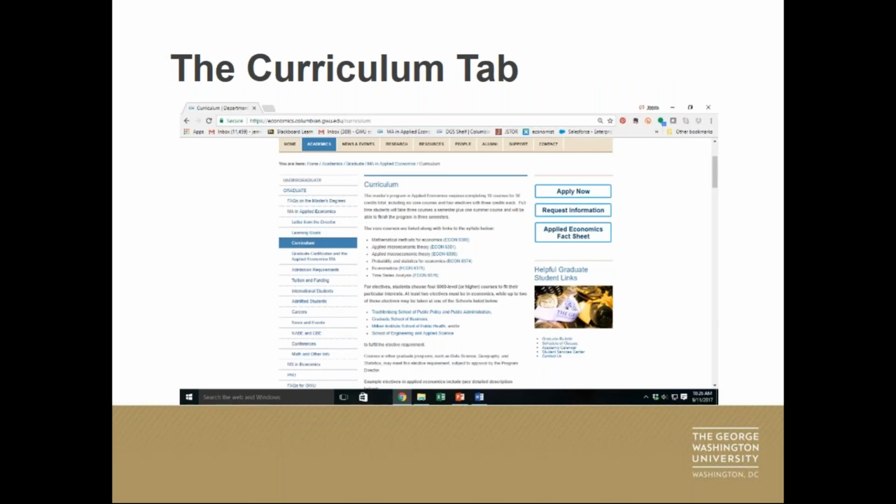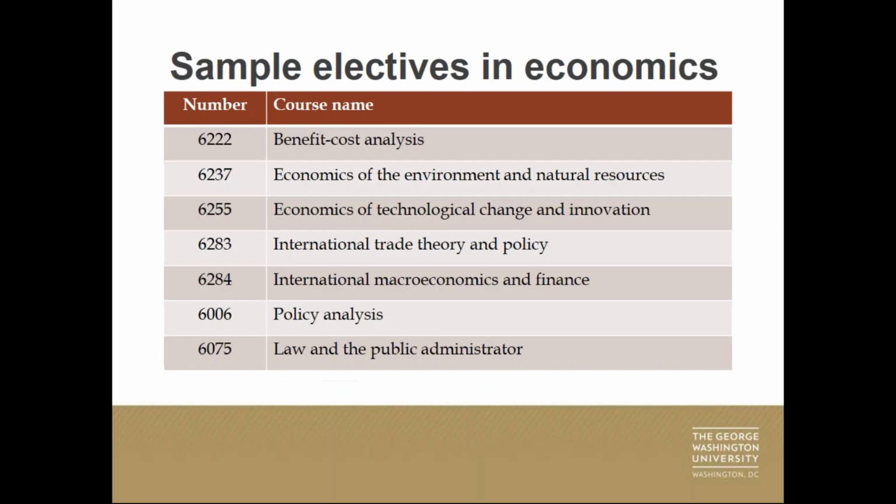Again, I mentioned the curriculum tab. You can go there and just click on the blue highlights. You'll get a copy of the syllabus. It's not necessarily the syllabus for the current semester, but it does give you an idea of the content, the course requirements, the schedule, textbooks, and so on and so forth.